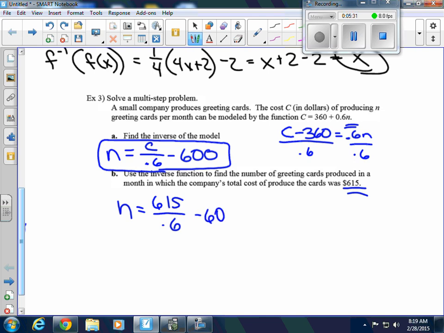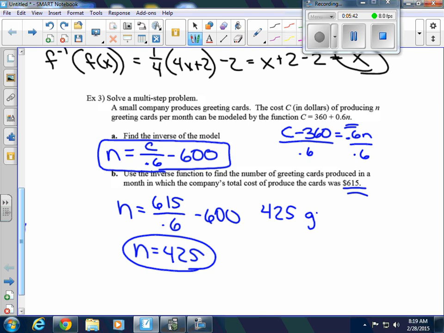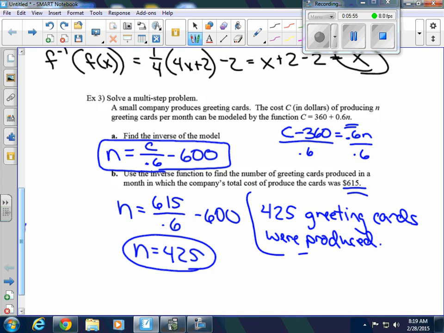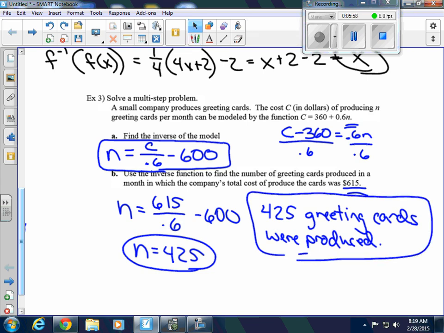And solve it. And if we do that, we get n equals 425. All right, so that means 425 greeting cards were produced. So in a real life situation, we're just solving for the variable in question, and then we're plugging in our numbers.